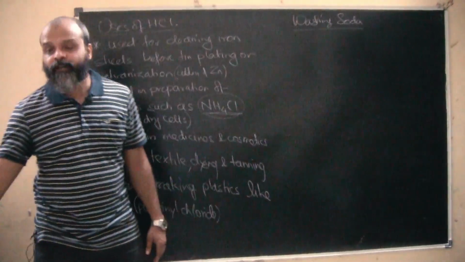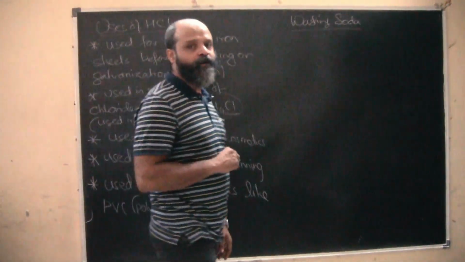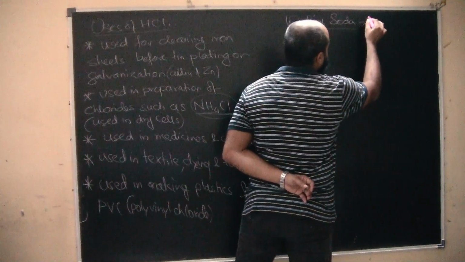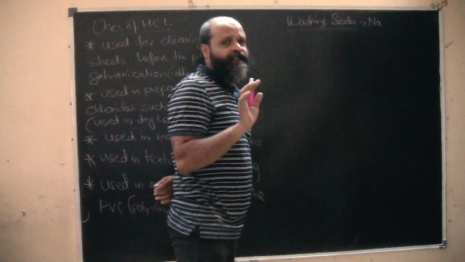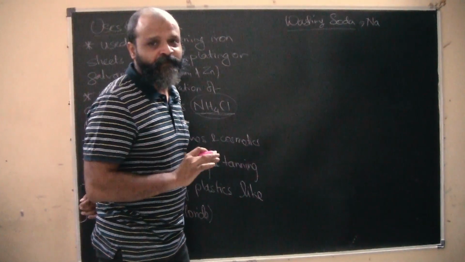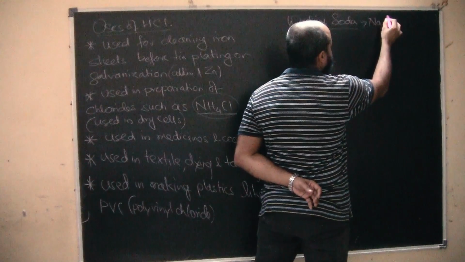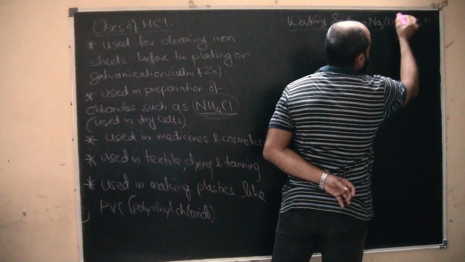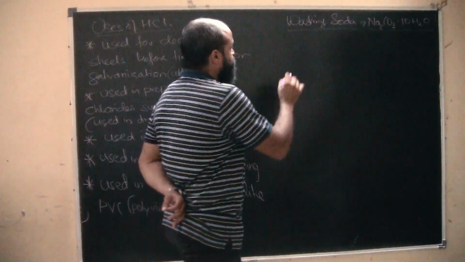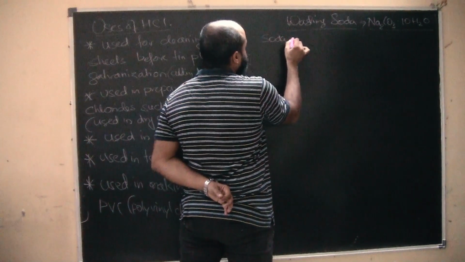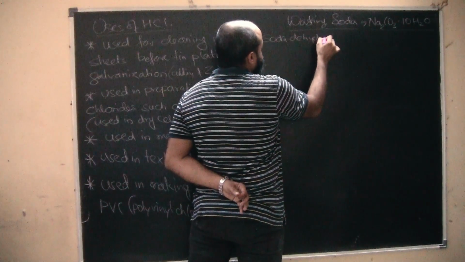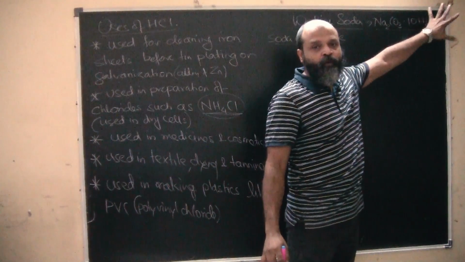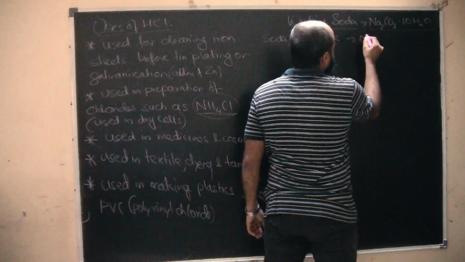Okay, so now we will come to one of the very important compounds, that is washing soda. What is washing soda? First of all, understand anything concerned with soda will have sodium in it. So this is Na2CO3·10H2O. Washing soda contains 10 molecules of water, and hence it is also known as soda decahydrate. If these 10 molecules of water are not present, then what will this be known as?